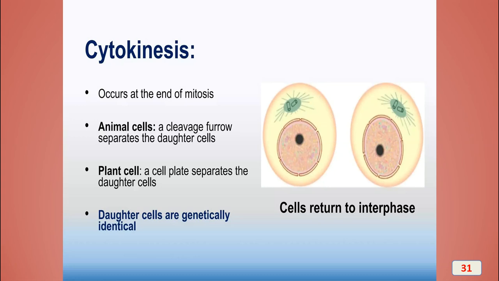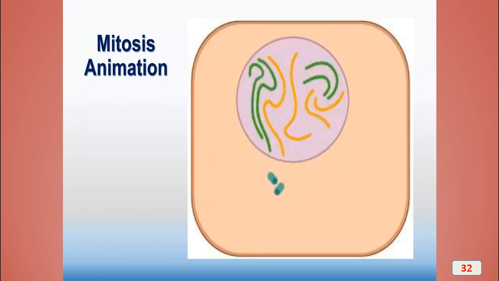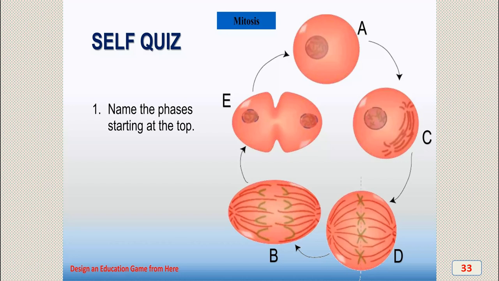So usually the cells return to interphase. For mitosis, we can get a lot of animations, etc. So we can find the source.